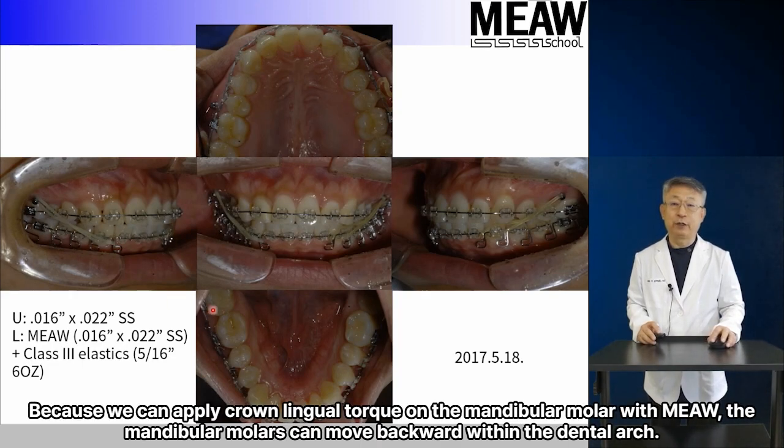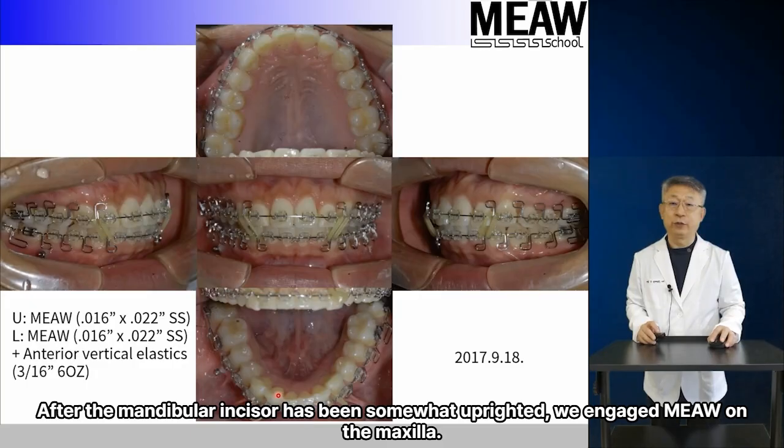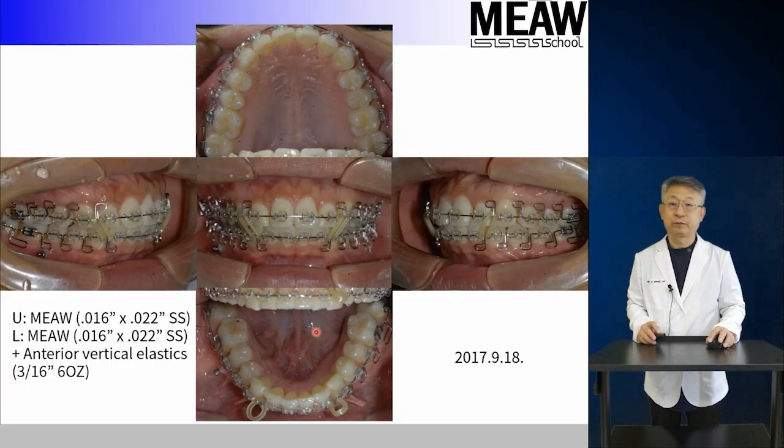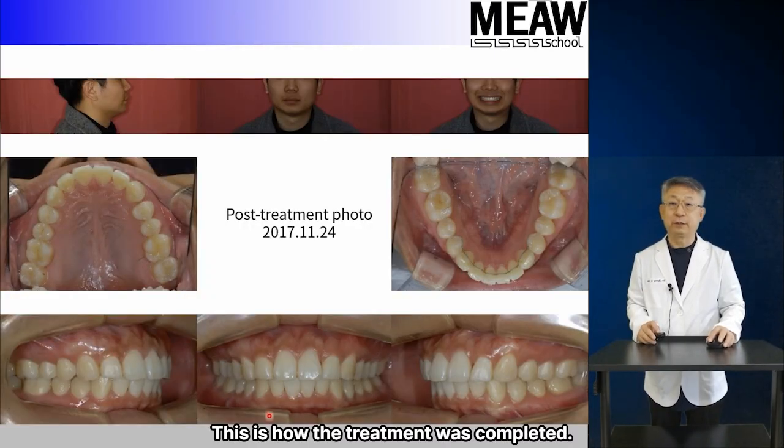Because we can apply crown-lingual torque on the mandibular molar with Mio, the mandibular molars can move backward within the dental arch. After the mandibular incisor has been somewhat uprighted, we engaged Mio on the maxilla. The maxillary wire was changed to Mio, and anterior vertical elastics were used to tighten the occlusion. This is how the treatment was completed.